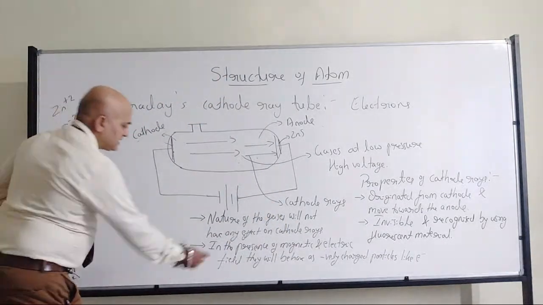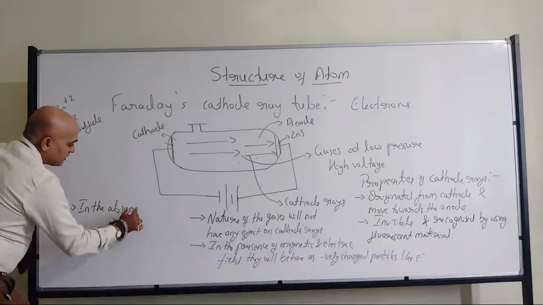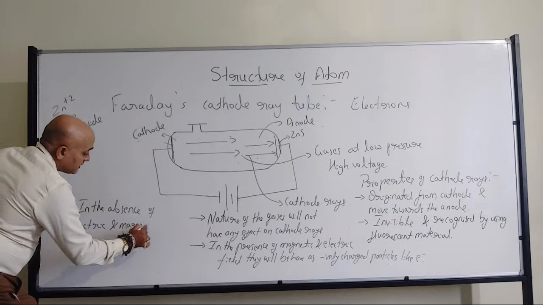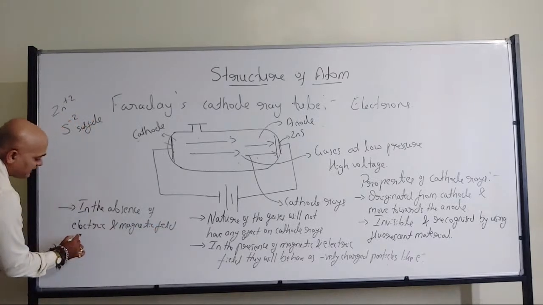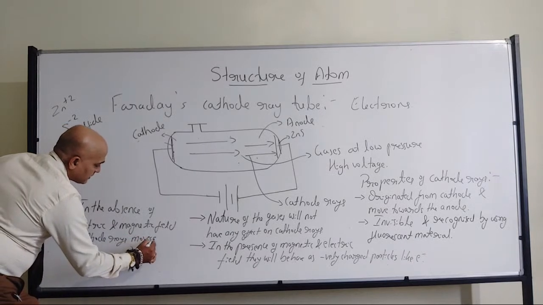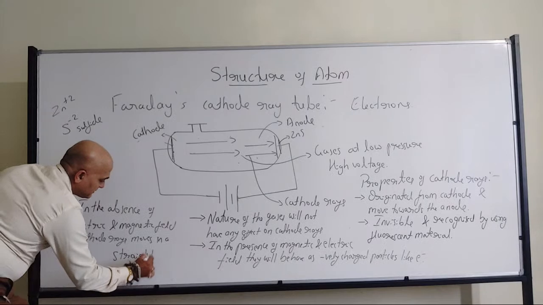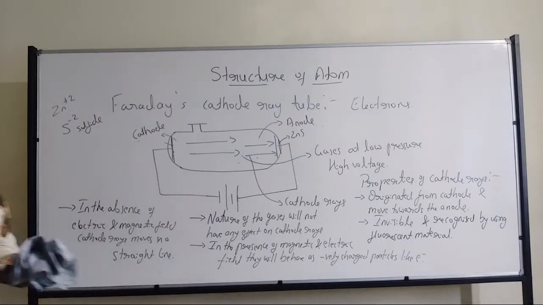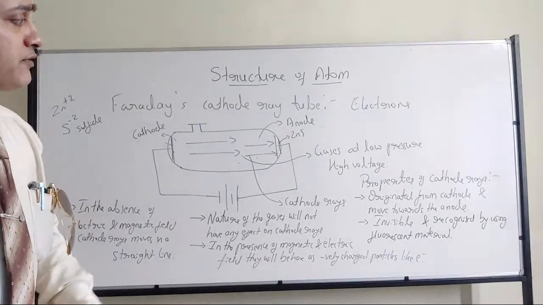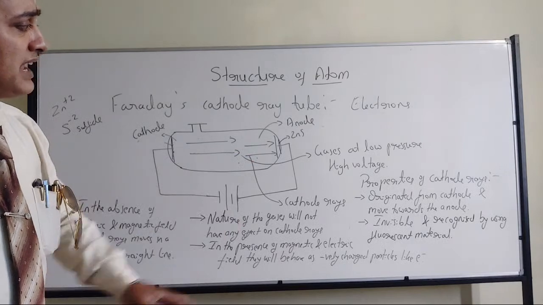And the last one will be an extension of this one. In the absence of electric and magnetic field, cathode rays move in a straight line, without any deflection. So these will be the summary of the points related to properties of the cathode rays. First point: originated from the cathode and moved towards the anode.